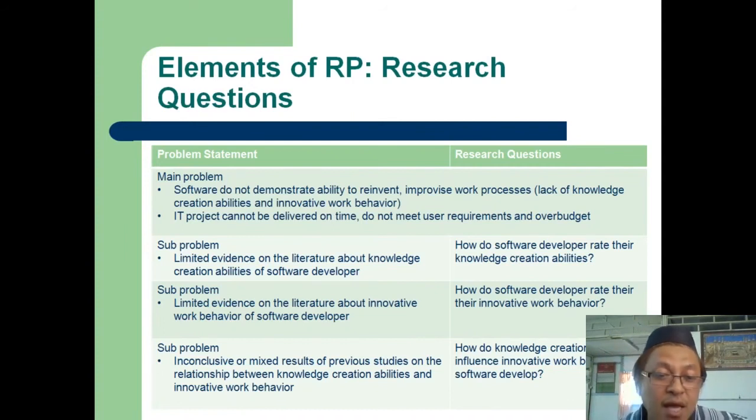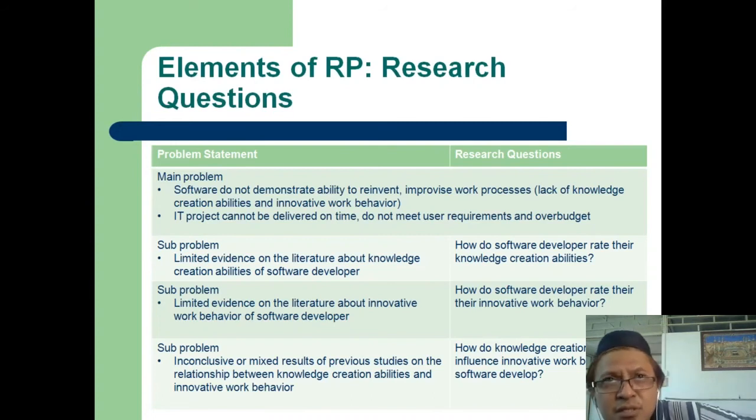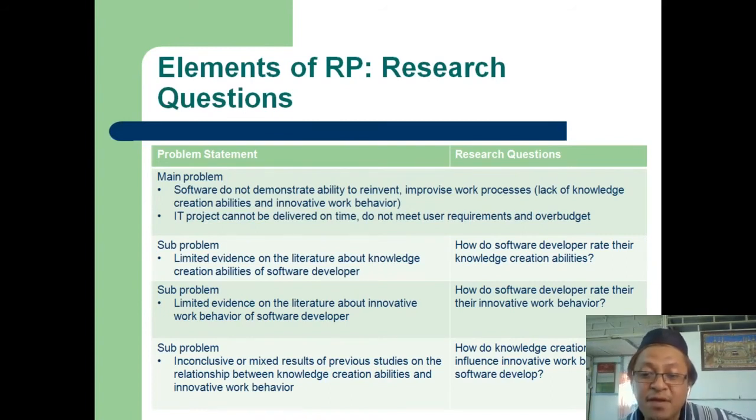And the last one, there are inconclusive or mixed results from several studies. Probably you can find several studies, and in these studies you see mixed results. Some say positive, some say negative, some say no relationship. So you want to find out, in the context of software developers, in the context where you study, is it a positive relationship, no relationship, or negative relationship? So you want to again reconfirm this phenomenon. So you embark on an explanatory study. How do knowledge creation abilities influence innovative work behavior of software developers?